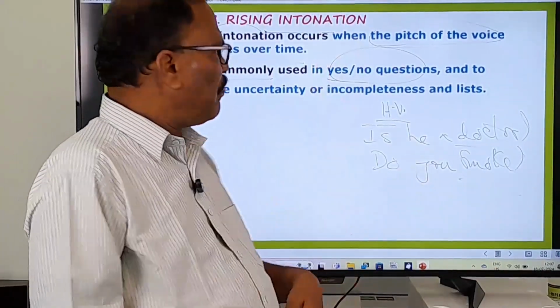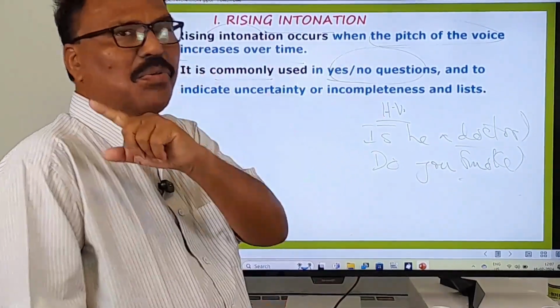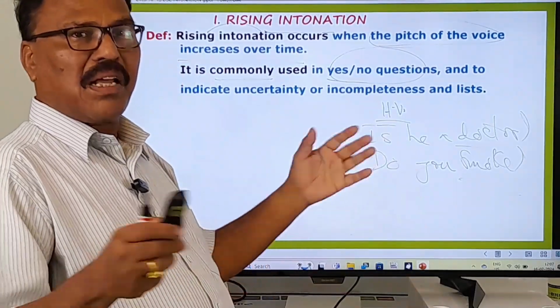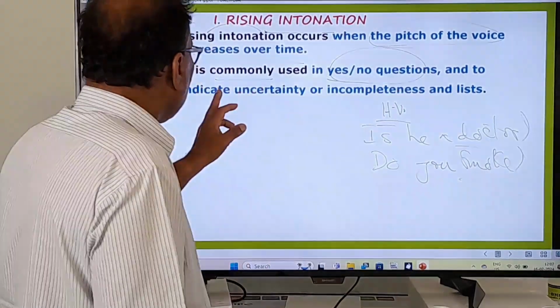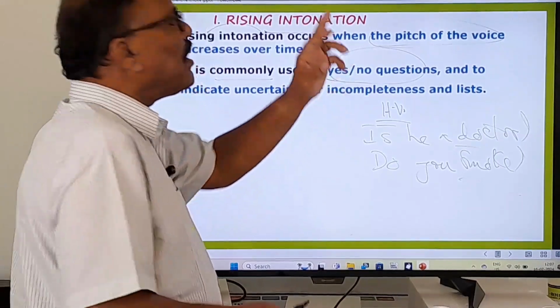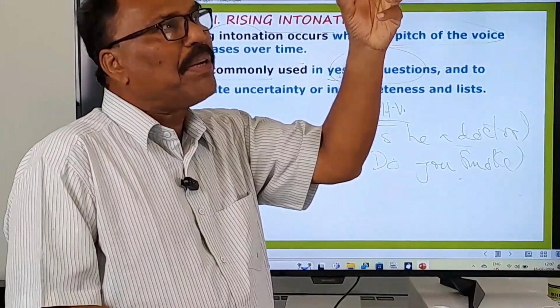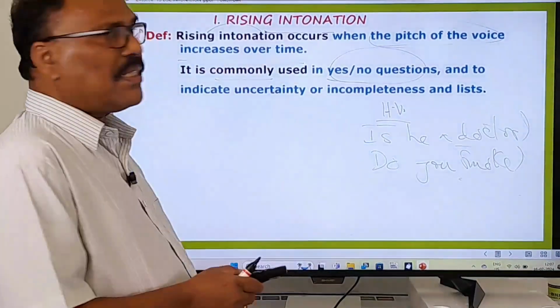Okay, don't get confused, please. So I have used this word yes/no questions. Yes/no questions means the answer to these questions will be either yes or no. Okay, this point is okay. And next, to indicate some uncertainty or incompleteness also, we use this rising intonation.